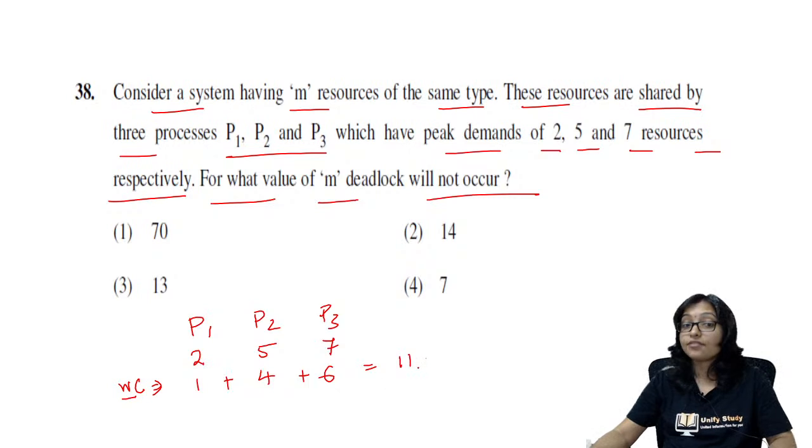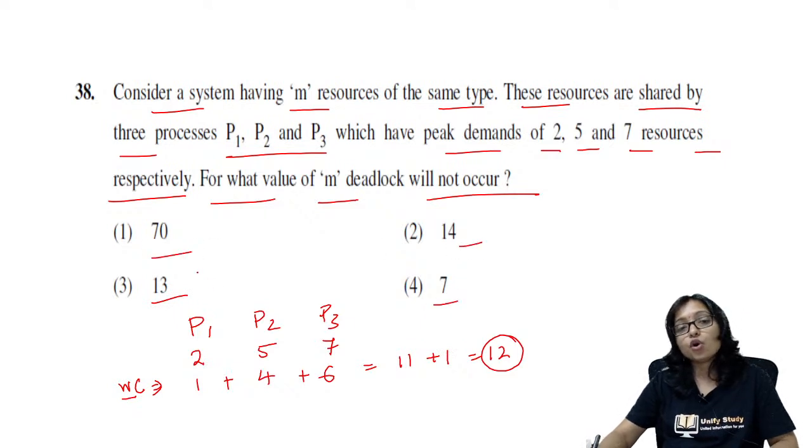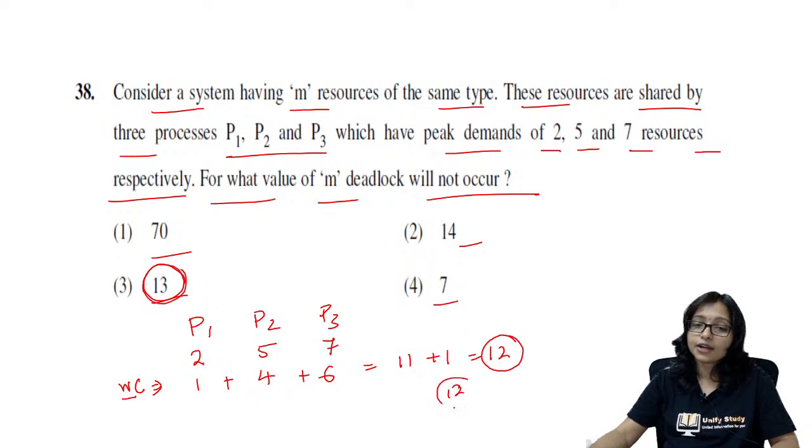Now 11 is there. I need one more extra so that there will be no deadlock. So the minimum will be 12. But in the options 12 is not there. So the closest answer I will choose is 13. Actually, with 12 only I can do it, but since 12 is not in the options, I will choose 13.